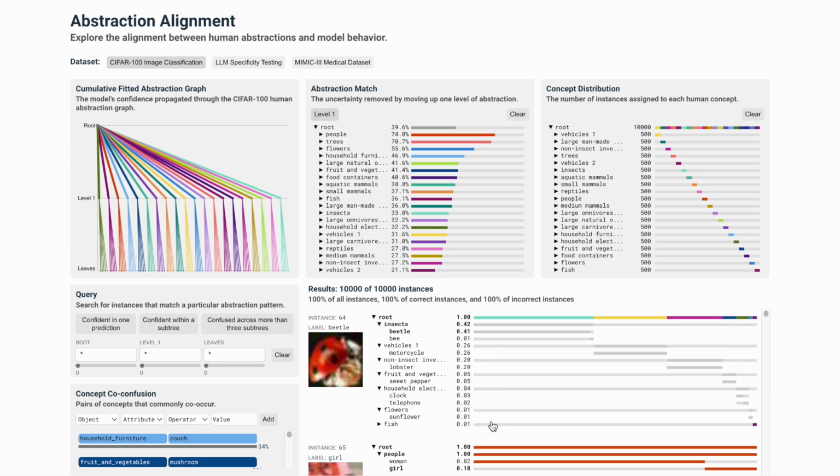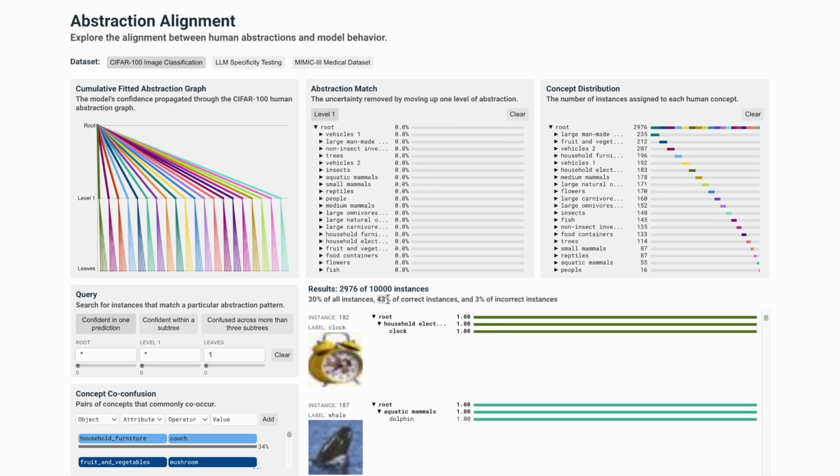What does the model think this image is, and what would it do on a similar image in the future? These 2 instances have very different abstraction alignment and result in different reactions. We trust the abstraction aligned mistake more and trust the correct but misaligned decision less. But how is the model making its decisions in general? We can query for types of model behaviors, such as cases where the model is fully confident in its prediction, when it's confused within a single high-level concept, or when it's confused across many high-level concepts.